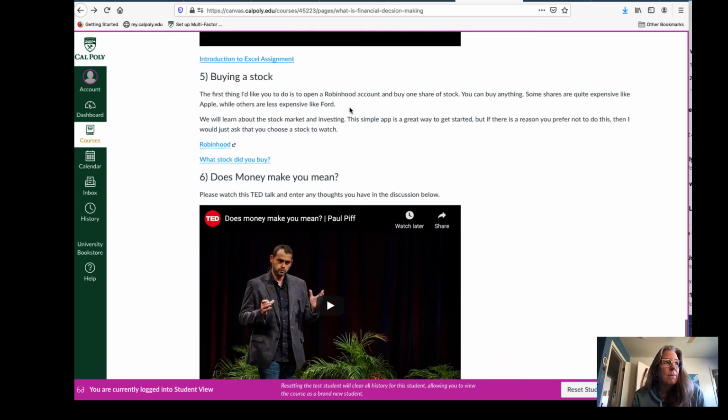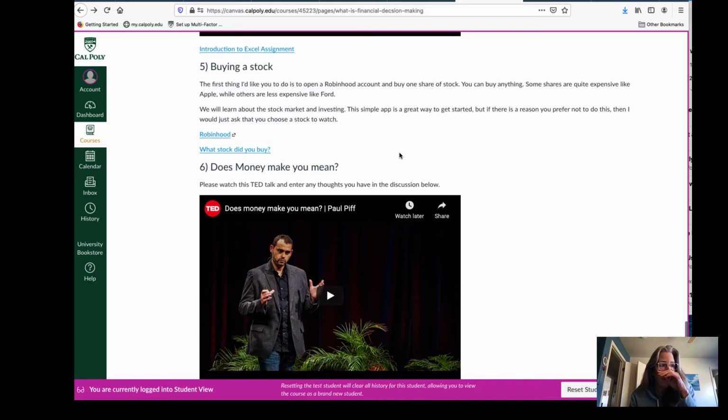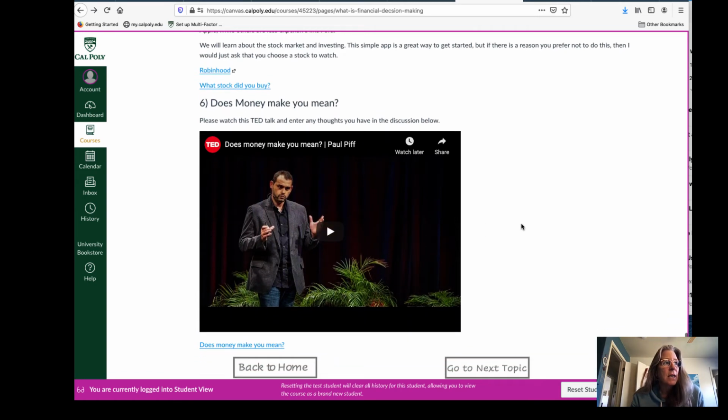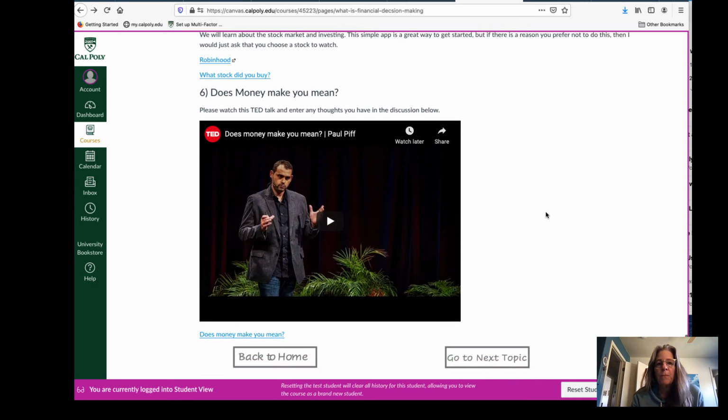And then I have them talk about buying a stock, because that's one of the things I wanted. They hook to Robinhood here, so they have some real life access to stocks. And then this last section is, does money make you mean? So this is the content for the first week.